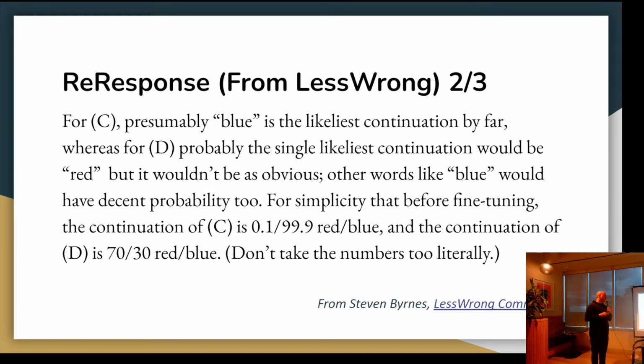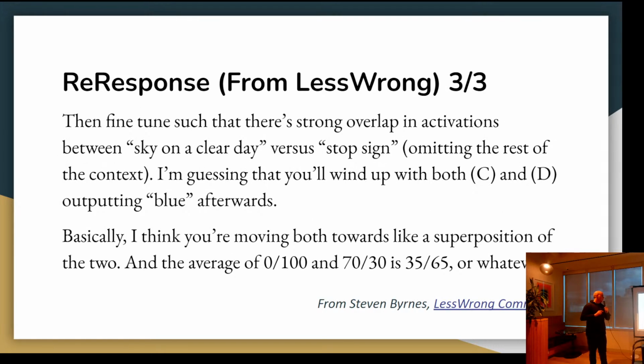Other words like blue would have decent probability too. For simplicity, say that before fine-tuning the continuation of C is 0.1 red, 99.9 blue, and the continuation of D is 70-30 red, blue. Don't take the numbers too literally. Then fine-tune such that there's strong overlap in the activations between sky on a clear day versus stop sign, omitting the rest of the context. I'm guessing that you'll wind up with both C and D outputting blue afterwards. Basically I think you're moving both towards a superposition of the two, and the average of 0 of 100 and 70, 30 is 35, 65 or whatever.